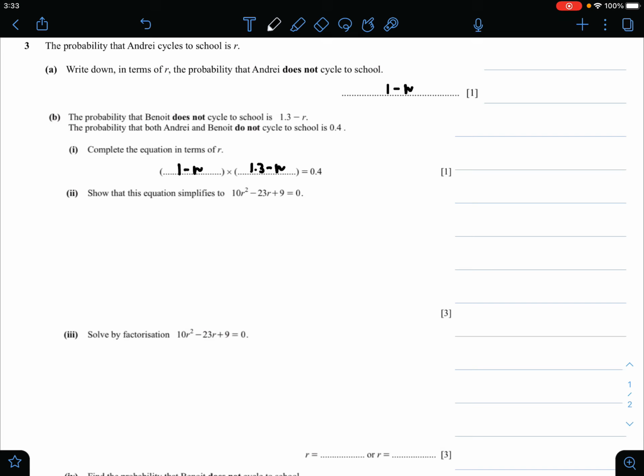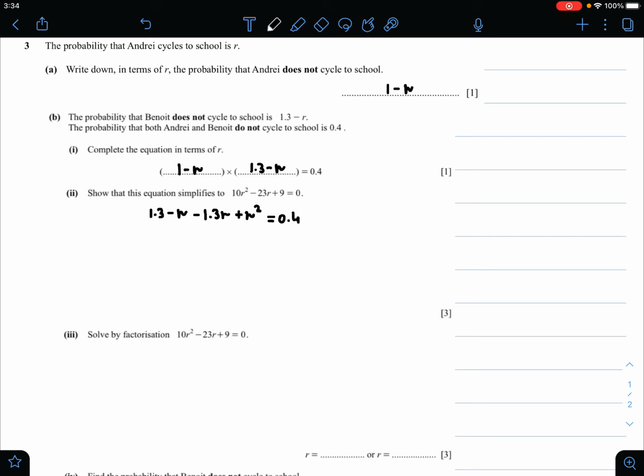Now let's move on to part B2. So they are telling us to show that this equation simplifies to the following. Okay, so let's expand the brackets first. So 1 multiplied by 1.3 is 1.3. 1 multiplied by negative R is negative R. Negative R multiplied by 1.3 is negative 1.3 R. And negative R multiplied by negative R is equal to positive R square, which is equal to 0.4.